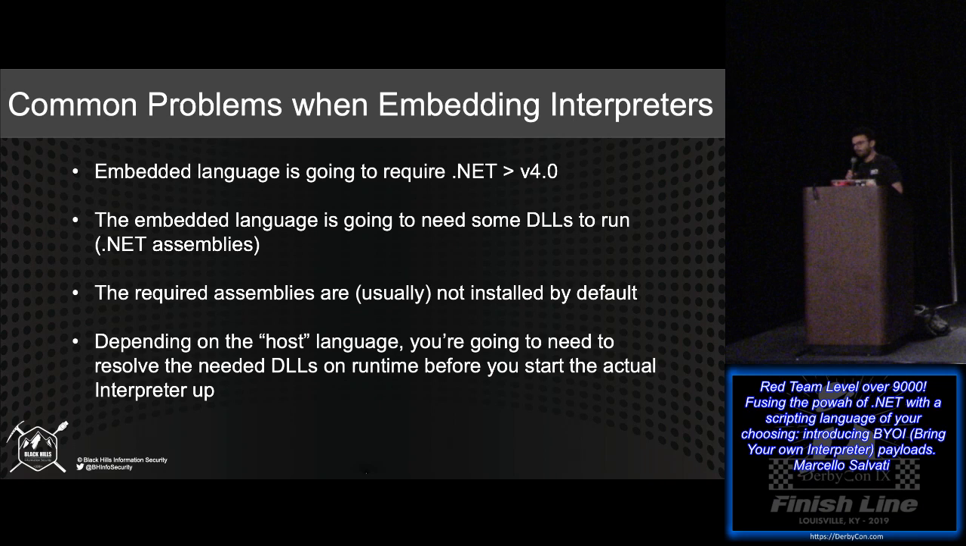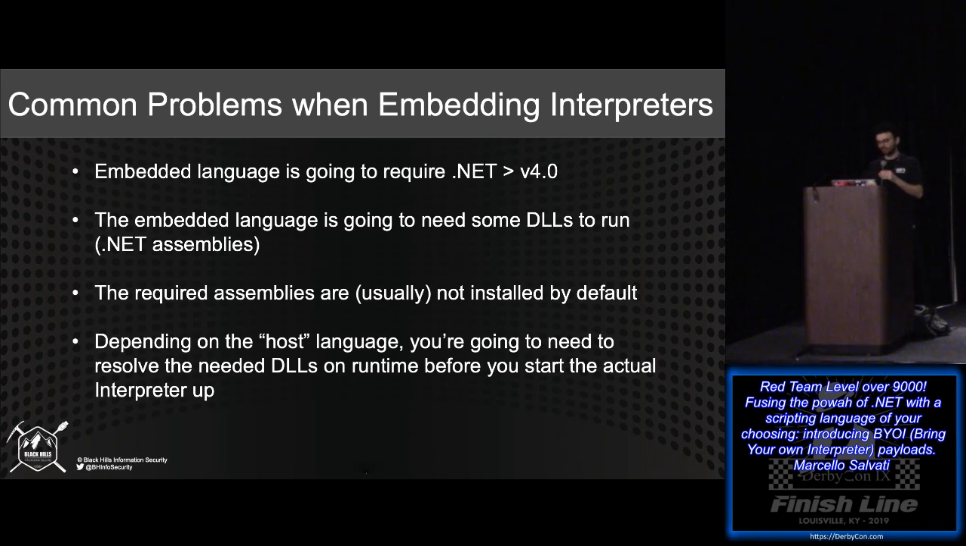So there are some common problems and patterns that you'll run into when embedding this stuff. The main issue is that it's a third-party language, so the .NET assemblies required to get the compiler or interpreter running are not built into Windows, obviously, right? So that's a problem we're going to need to solve. And you are also going to need to resolve those at runtime. When you start up your PowerShell script that embeds the Boolang compiler, you need to somehow tell PowerShell, hey, the DLLs that you need are here, right? And there are ways of doing that.